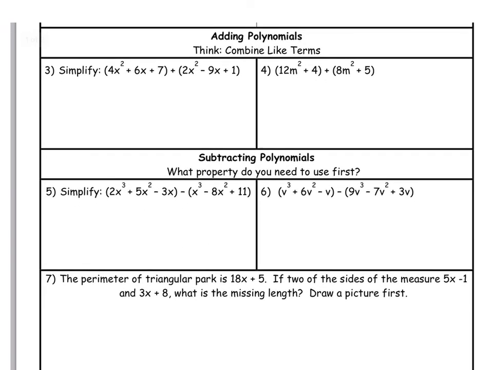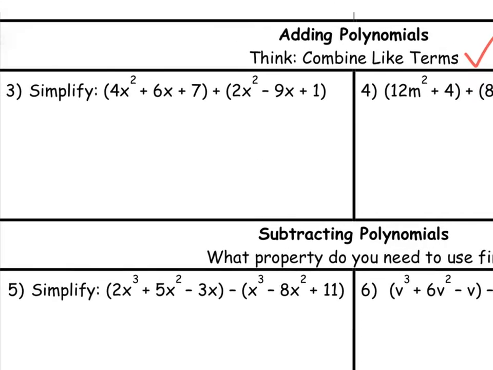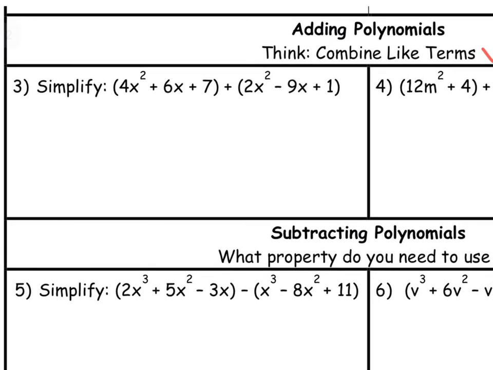So we are going to add polynomials. And to add polynomials, you have to think, okay, we are just going to combine like terms. So if we want to simplify number 3, and I'll make it a little bigger so we can see it, the parenthesis is just separating the two trinomials. In this example here, it's a trinomial because it has 3 terms.